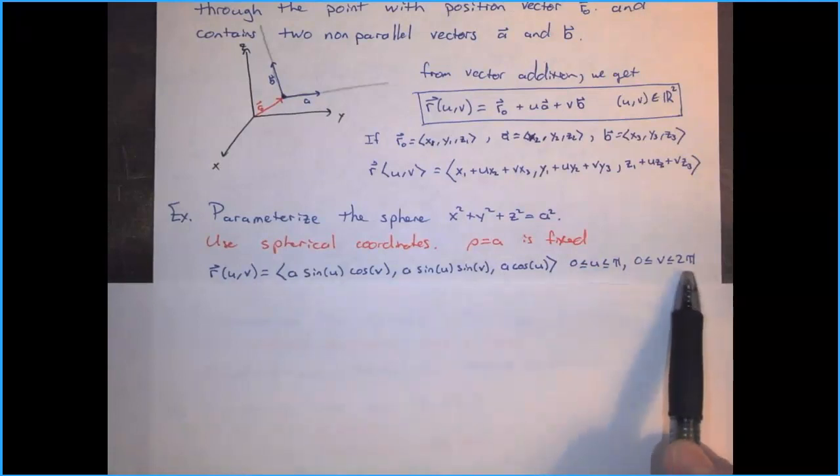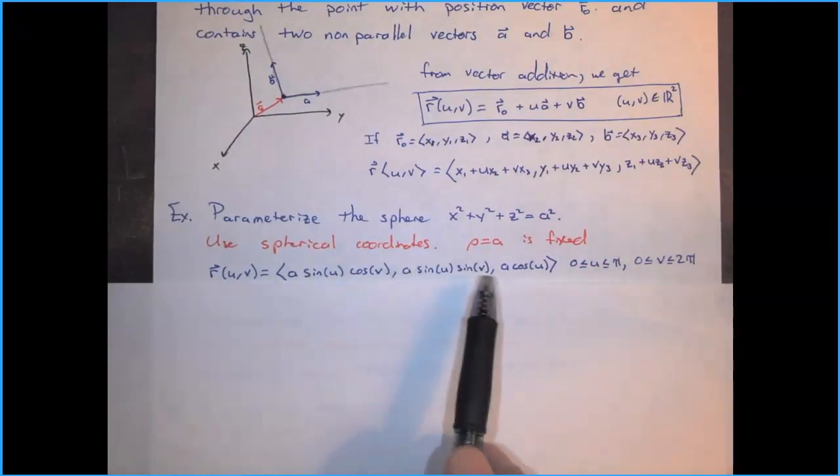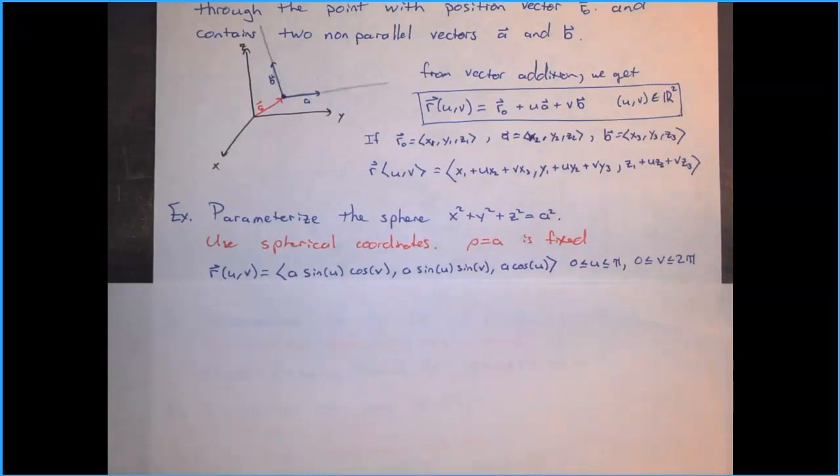So that goes from 0 to 2 pi. Rho is fixed. So rho is no longer variable. Rho is a fixed constant a. That's the radius of my sphere.